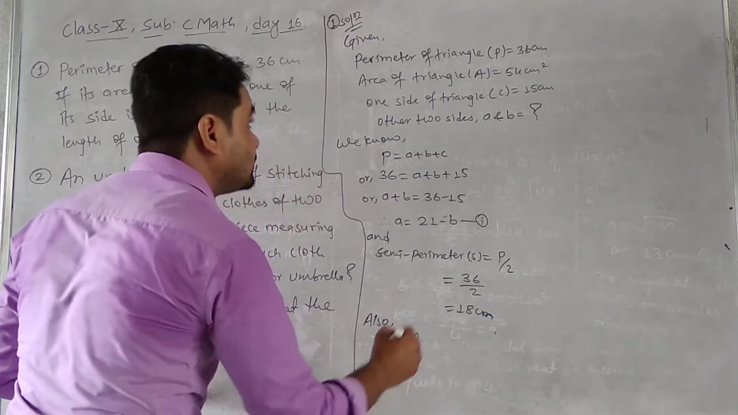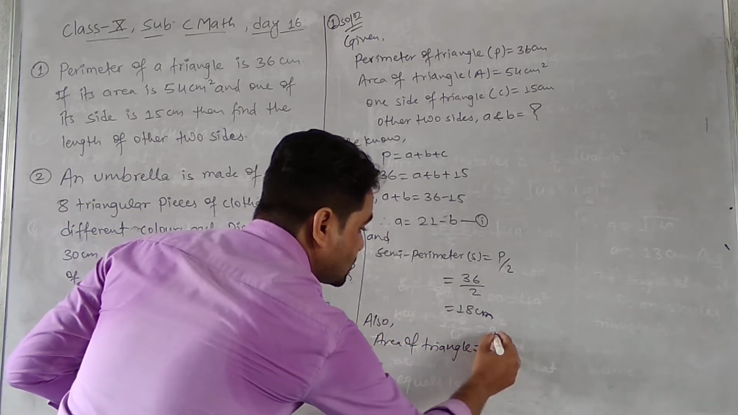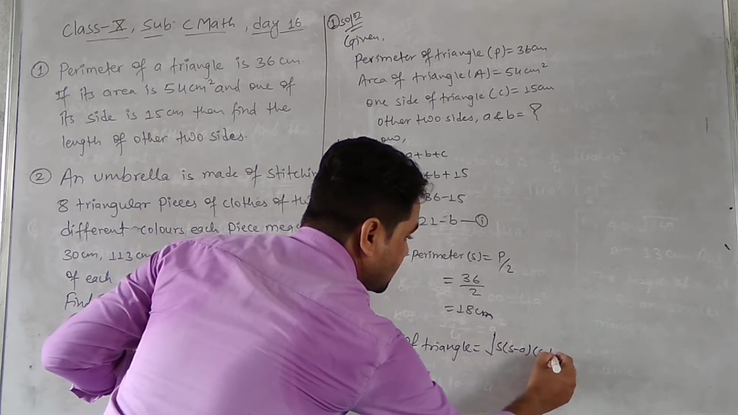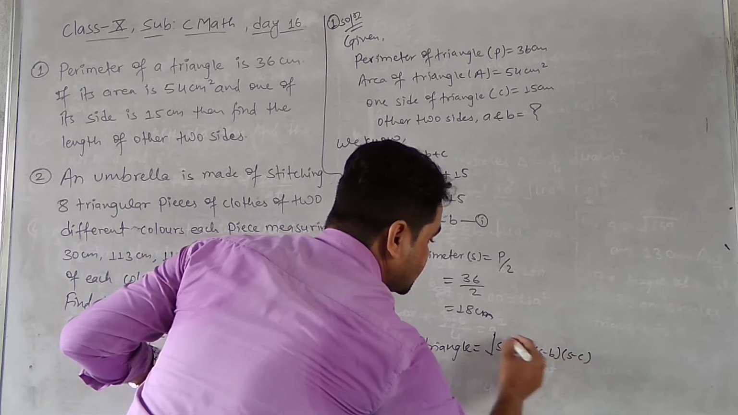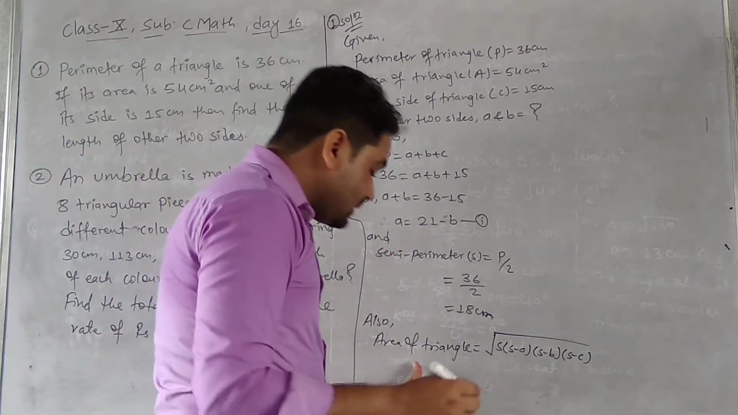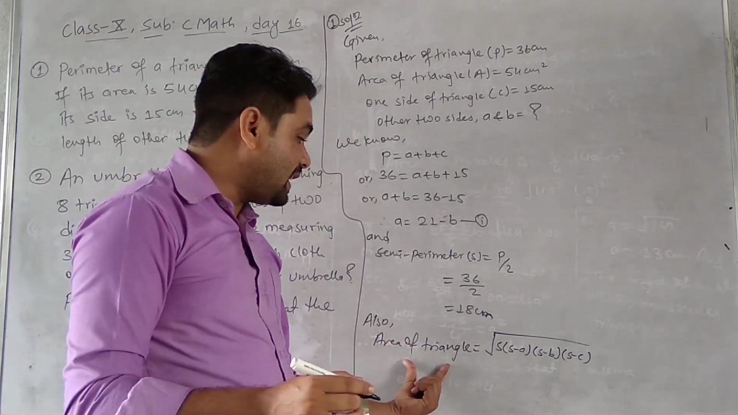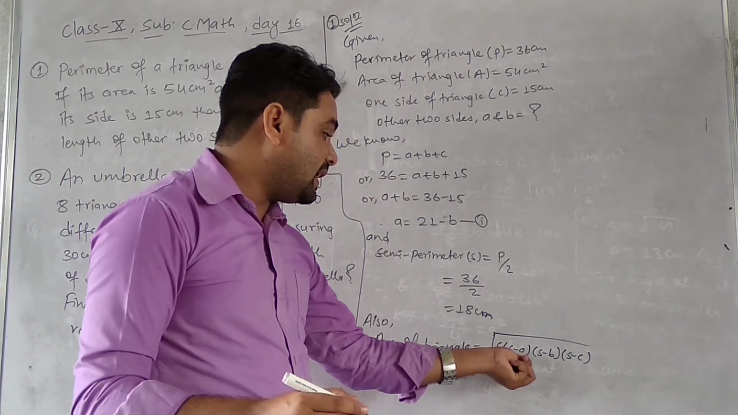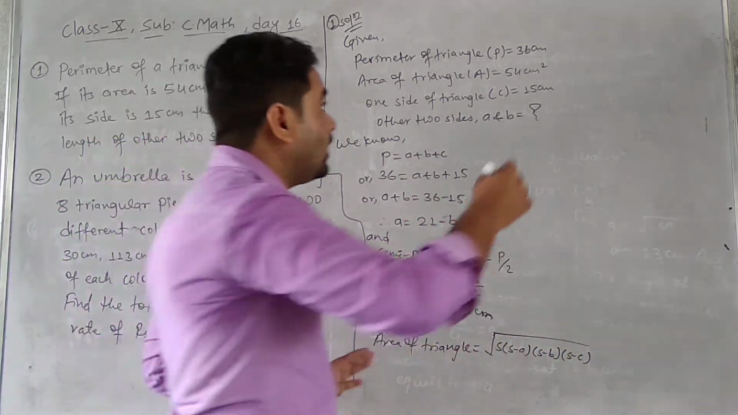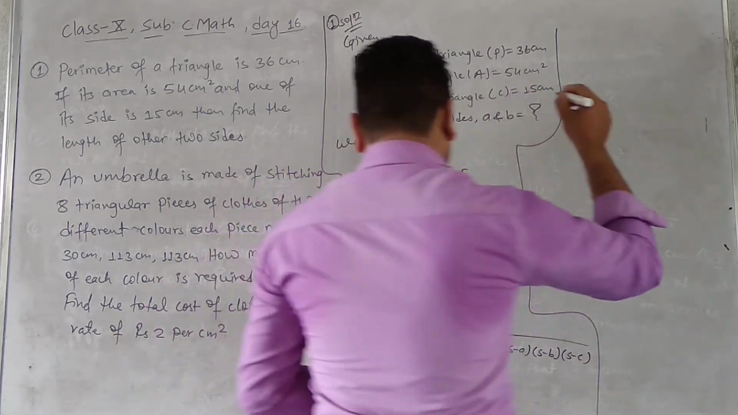The area of a triangle equals under root S minus A, S minus B, and S minus C. This is the formula, and we are going to apply this. We are going to put in the values given: area is given, S is given, and A, B, and C are as we have mentioned. Look here.